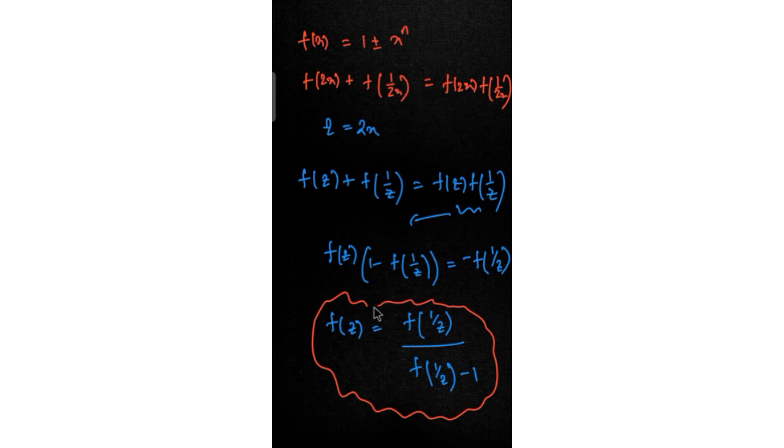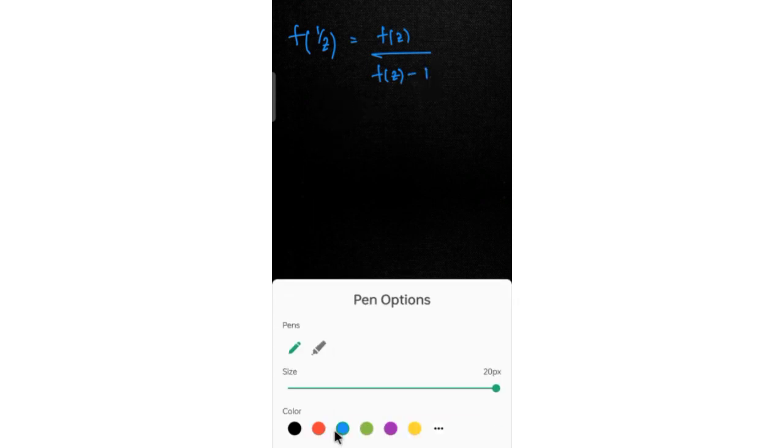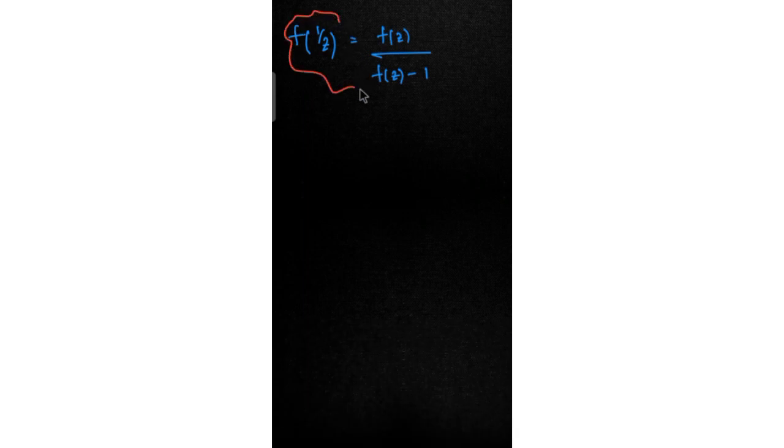Now I'll find the value of f of 1 by z. F of 1 by z is basically just replacing z by 1 by z. If I replace that by 1 by z, I would get f of 1 by z is equal to f of z divided by f of z minus 1. So I'll just rearrange the terms. This is the second part that I've got: f of 1 by z is equal to f of z by f of z minus 1.